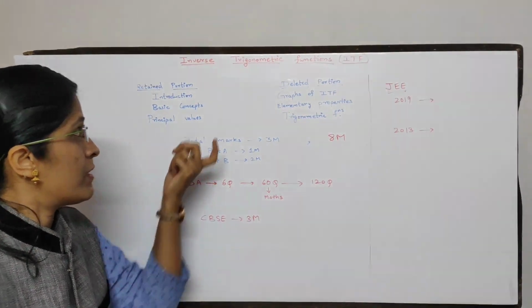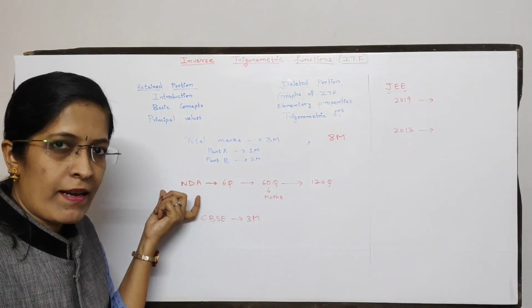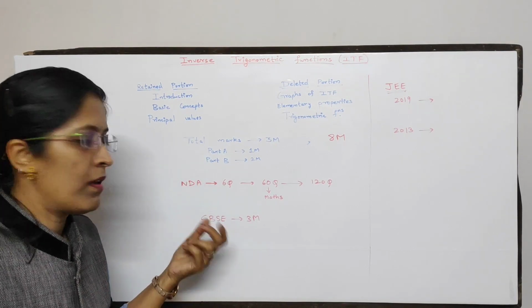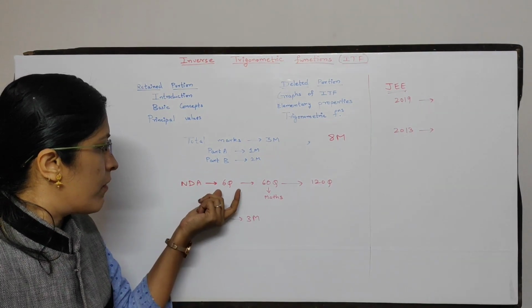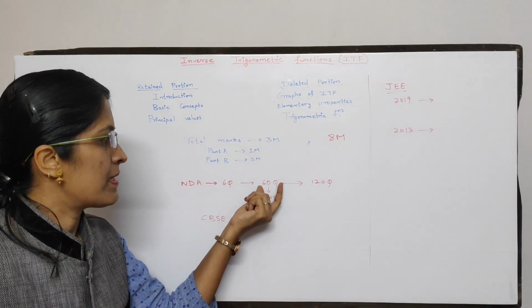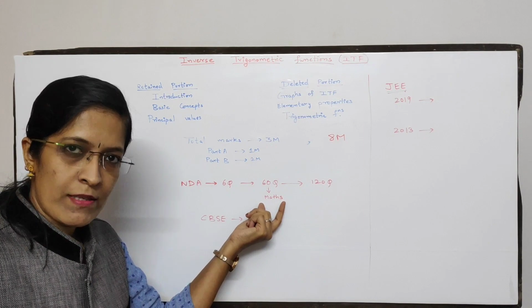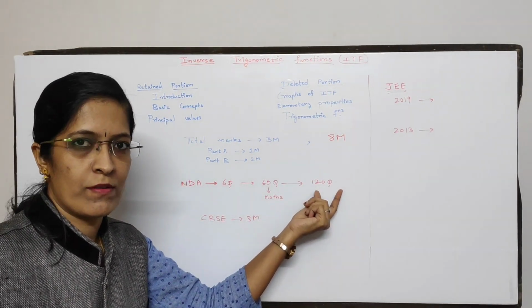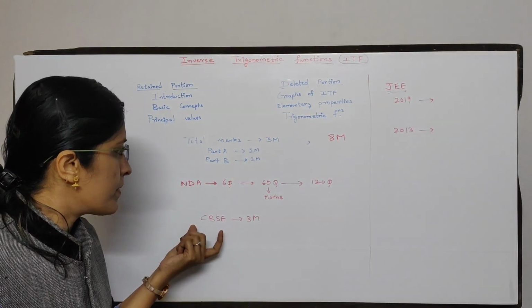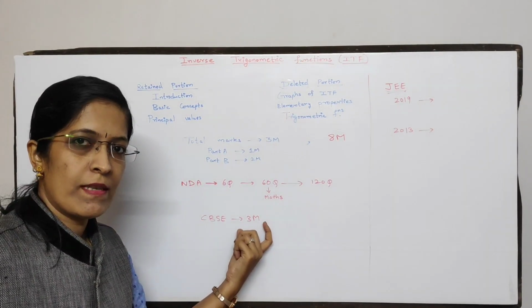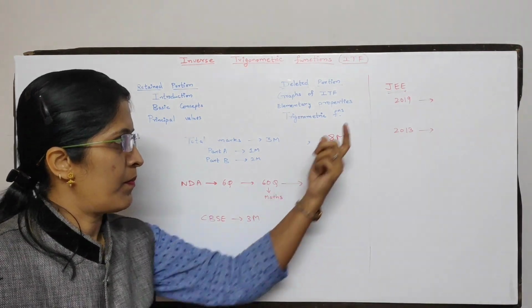In NDA, this topic is very important, in the National Defence Academy, Air Force, Navy, right? We have 6 questions from this topic, 60 questions in maths, and the total paper will be of 120 questions. In CBSE, the questions asked from this topic are of 3 marks.